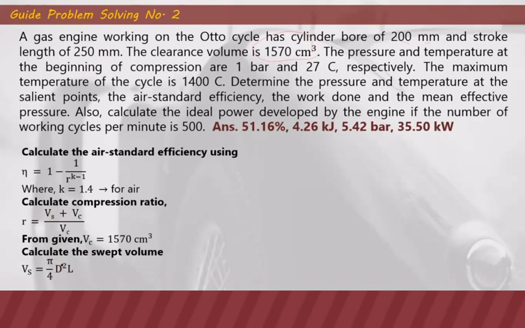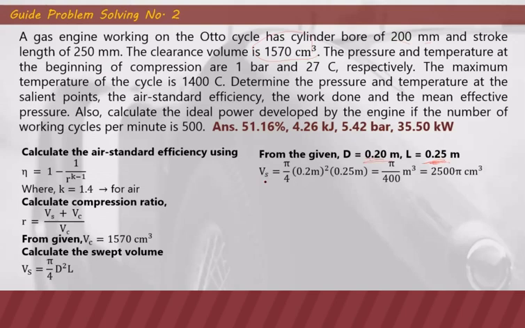By substituting, just make sure that the unit is in meters. So we have the diameter from the given bore, 200 mm, that's why we have 0.20 meter. And then the stroke is 0.25 meter. By substitution, we have the swept volume is 2,500π cm³. We just convert from cubic meters to cubic centimeters, that's why we have cm³ here. So we can use the Vs and the Vc to get the compression ratio. By substitution, the compression ratio is 6.